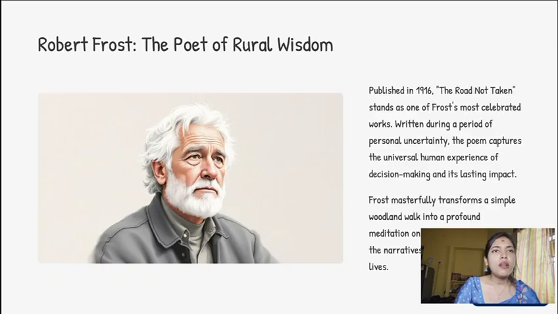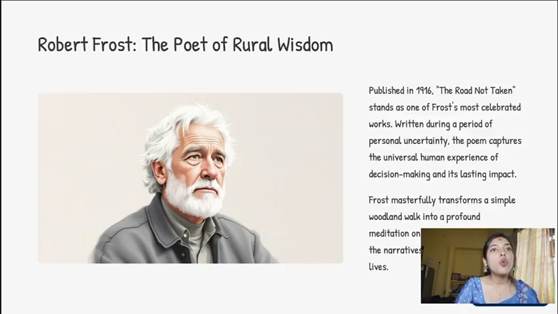Now we will go through a brief explanation about the author. Robert Frost is one of the most famous American poets of the 20th century. He was born on March 26, 1874 in San Francisco. He is known for writing poems about nature, rural life, and human emotions. His poems often use simple language but have deeper meanings. Some of his famous poems include The Road Not Taken, Stopping by Woods on a Snowy Evening, and Fire and Ice. Robert Frost's poems often teach us important lessons about life, choices, and nature. So this is the brief introduction about the author.